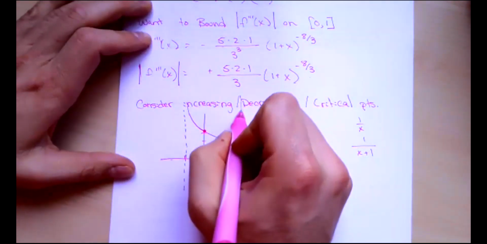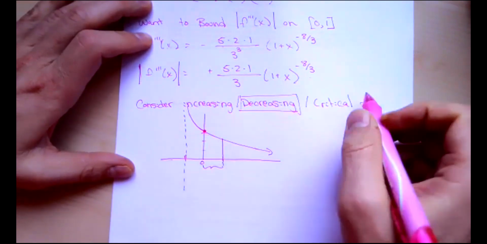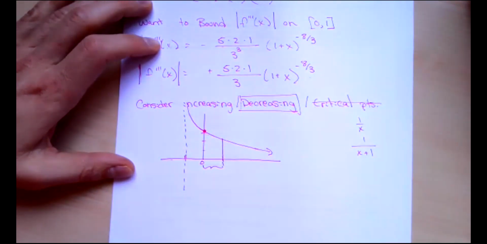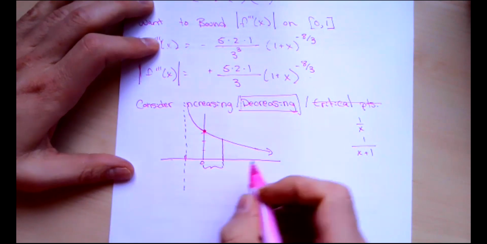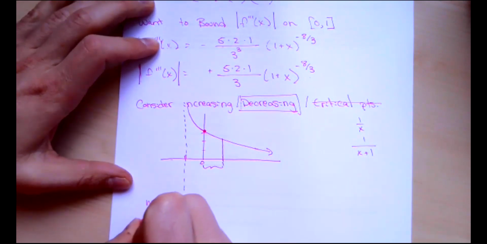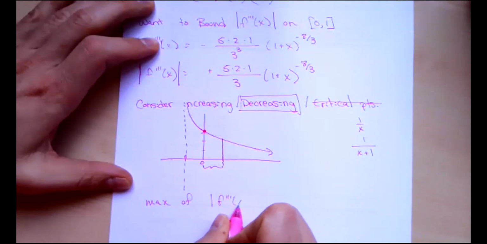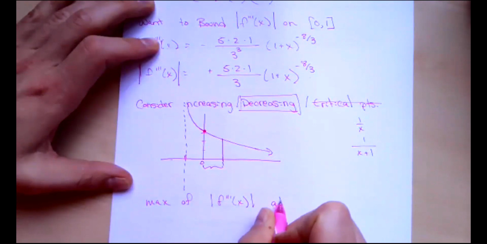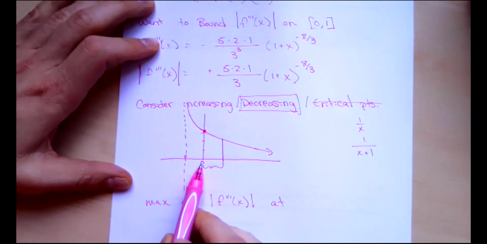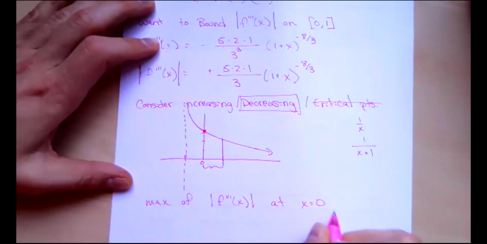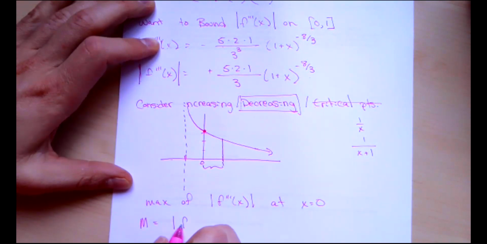And so because this is a decreasing function with no critical points, then the maximum of the third derivative is going to be on the left side of the interval. So we can take m to be the value of the function at that point.